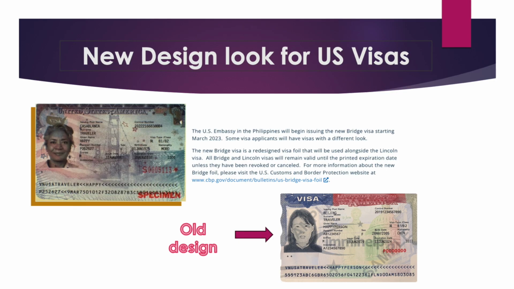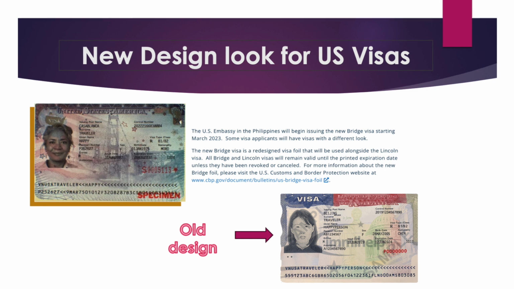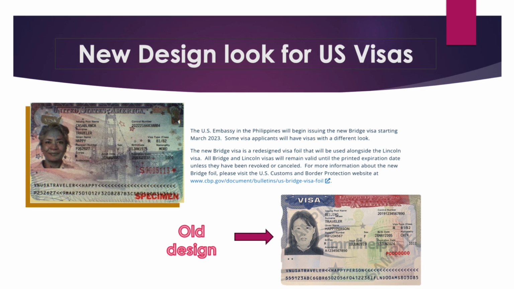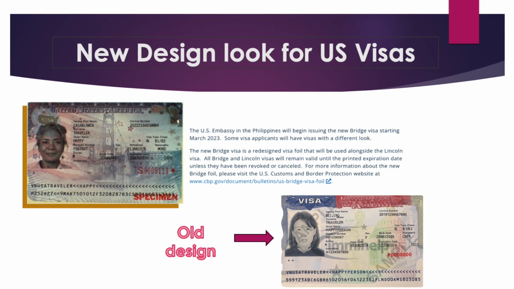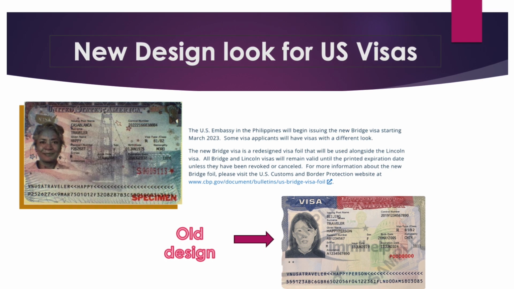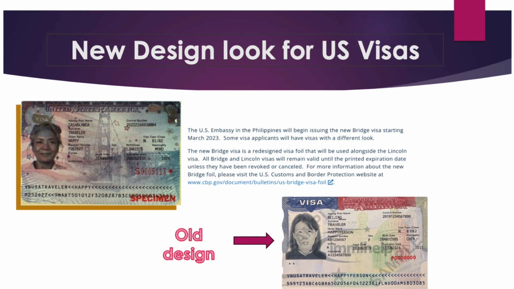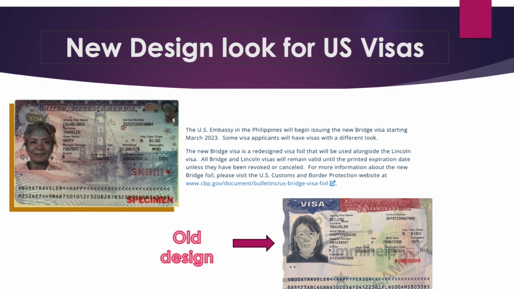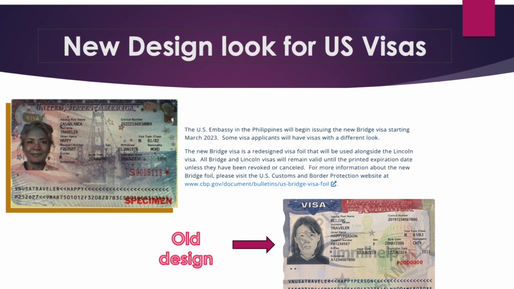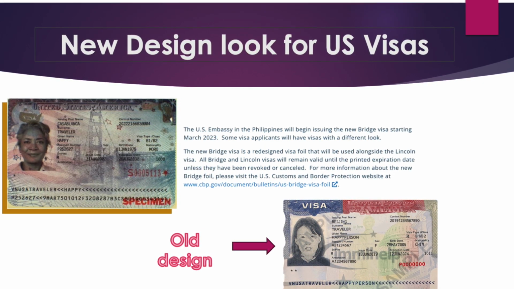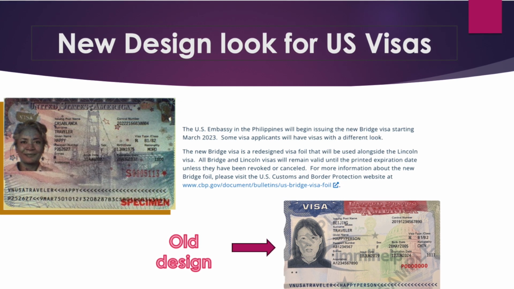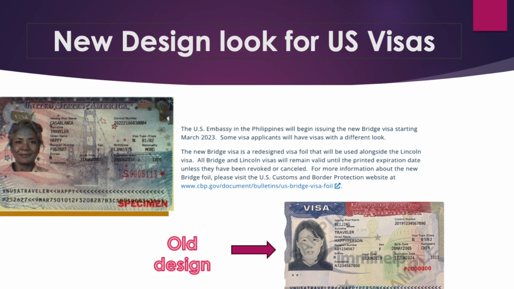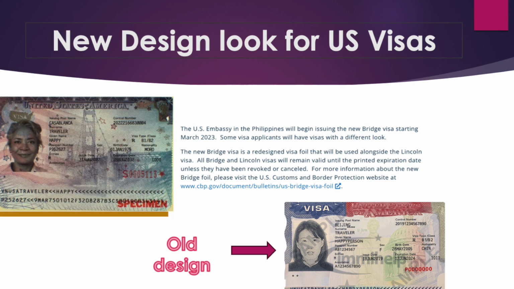We have the famous bridge, the Golden Gate Bridge, and you can see that the US Embassy in the Philippines will begin issuing the new bridge visa starting March of 2023. Some visa applicants will have visas with a different look. Wow, so cool. You can see the bridge. The new bridge visa is a redesigned visa foil that will be used alongside the Lincoln visa. All bridge and Lincoln visas will remain valid until the printed expiration date unless they have been revoked or canceled. For more information about the new bridge foil, please visit the U.S. Customs and Border Protection website.